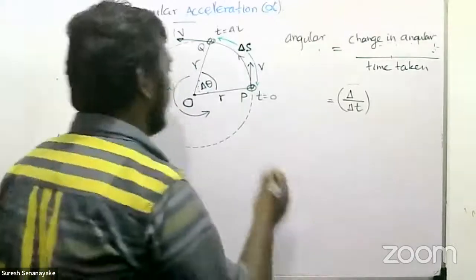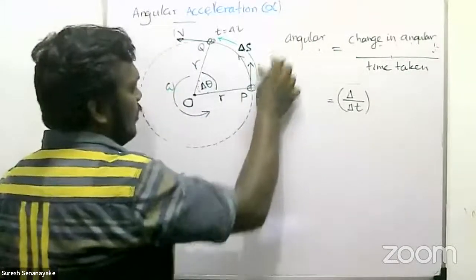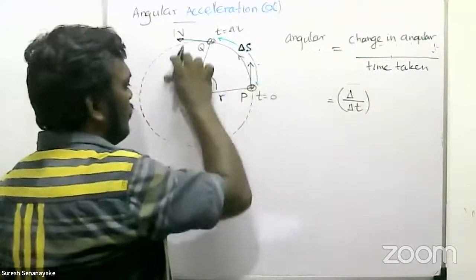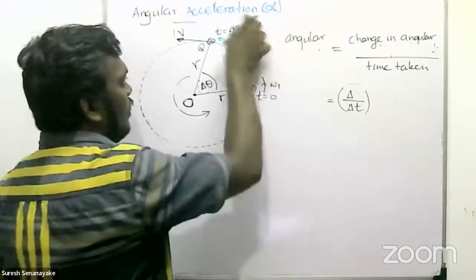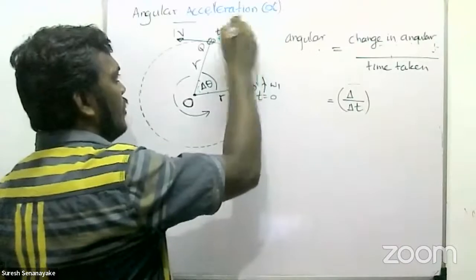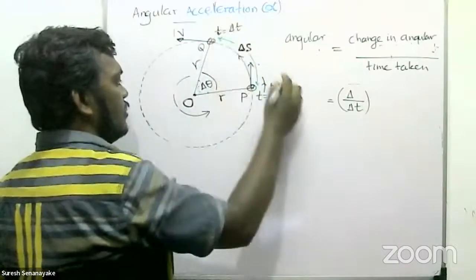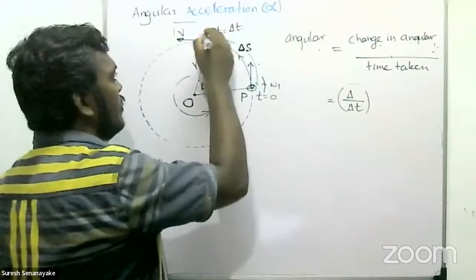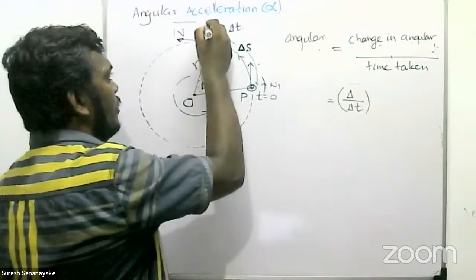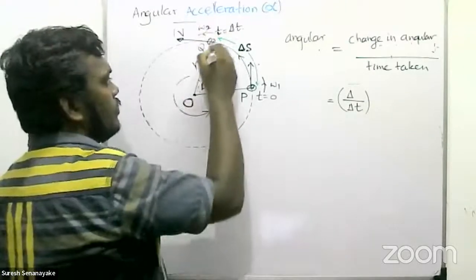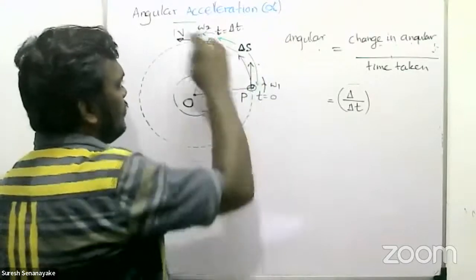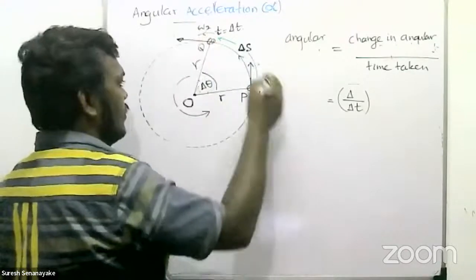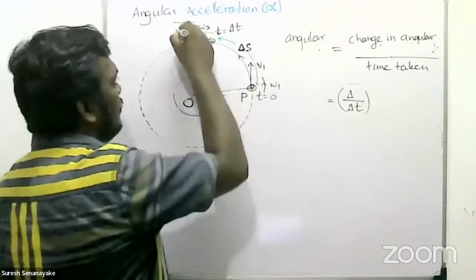Okay, let's consider t equals 0. That's the angular velocity. This is not now constant. Angular velocity is omega 1. And when delta t time has passed, let's say the angular velocity at this moment is omega 2. In that case, v is also not constant. It will be changed. This is v1 and this will be v2 then.